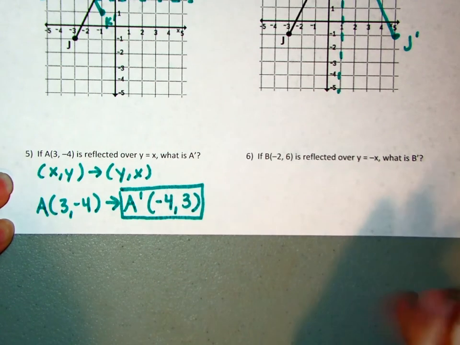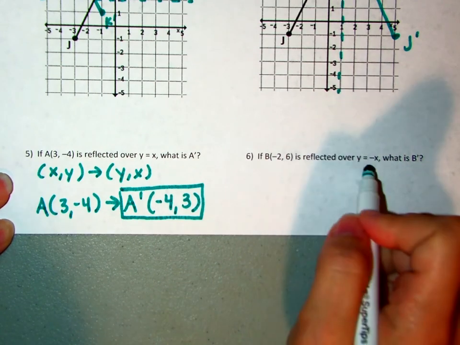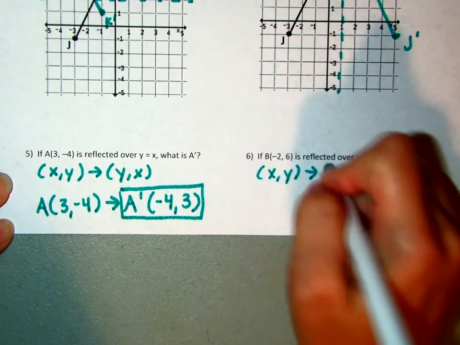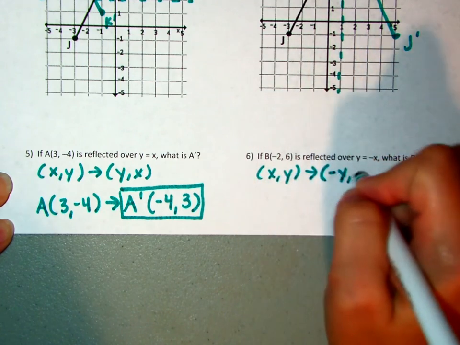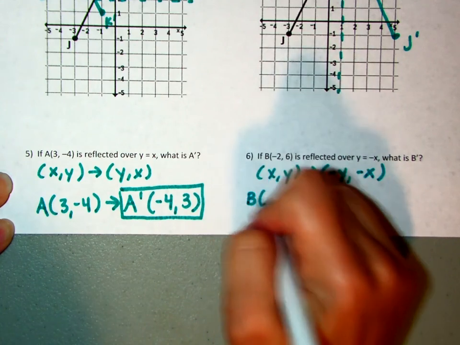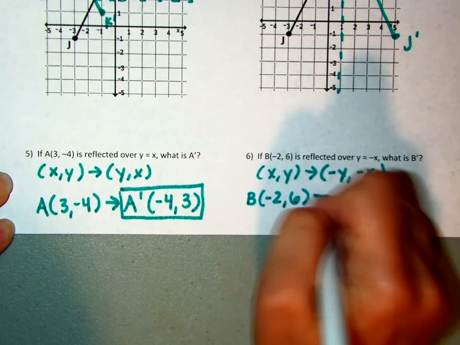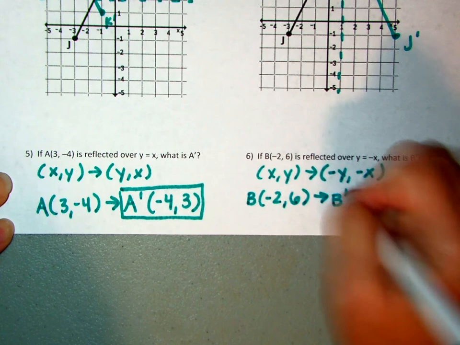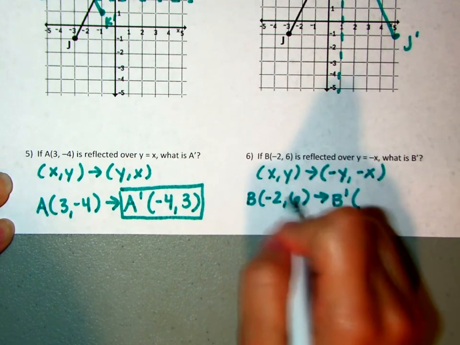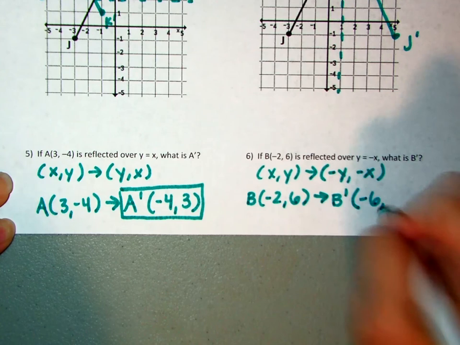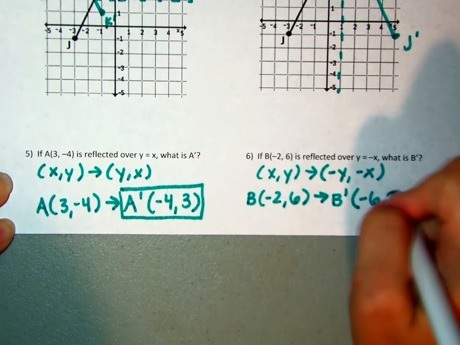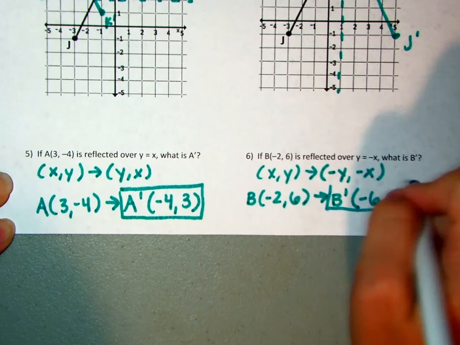In number 6, we're now going to reflect over the line y equals -x. Remember, you take your x and your y, and not only do we flip them, but we also do the opposite of them. So if we started with B at (-2, 6), then we're going to get B prime. We flip the x and the y, and we do their opposite. So this 6 becomes my x, and its opposite is -6. This -2 becomes my y, and its opposite is 2. So here is where my B prime is going to be.